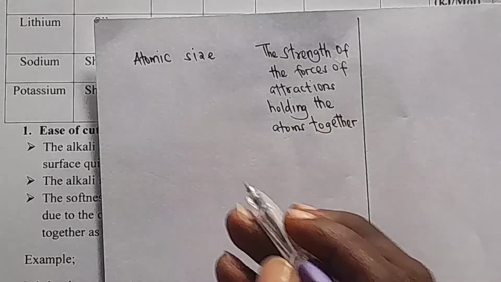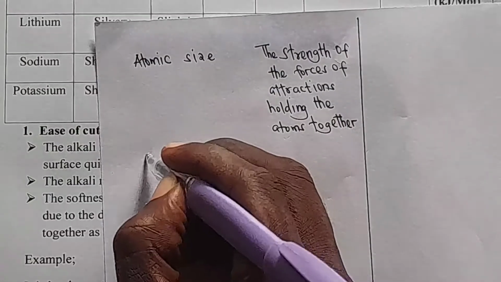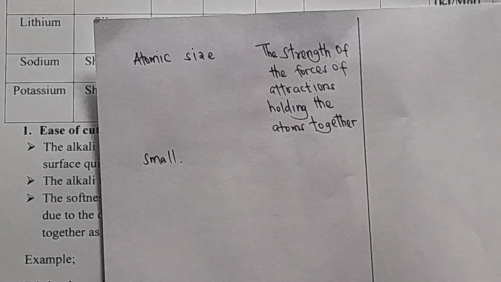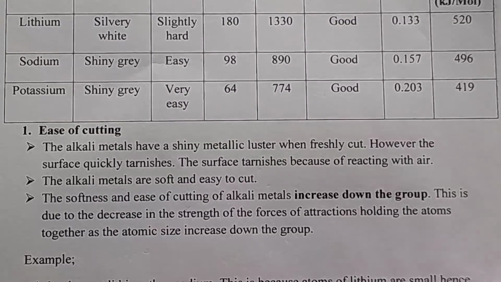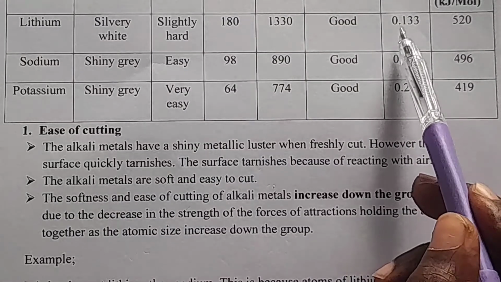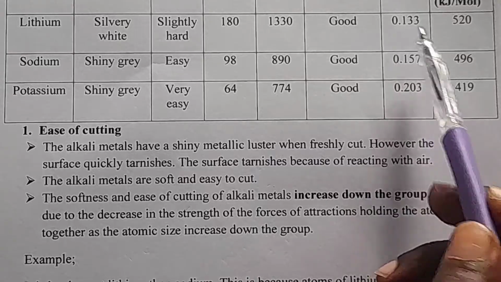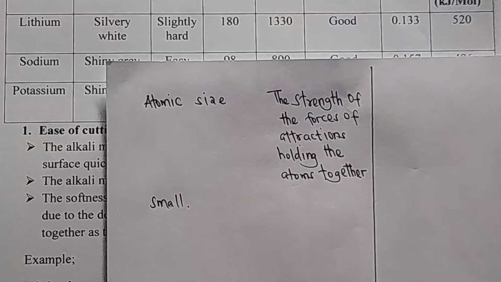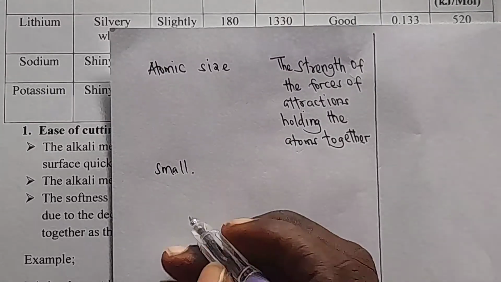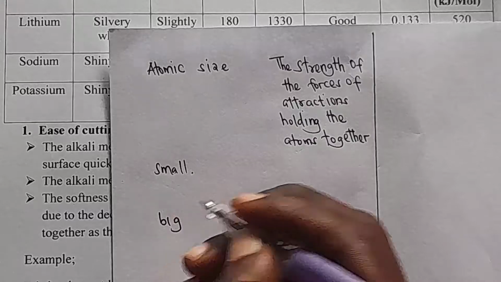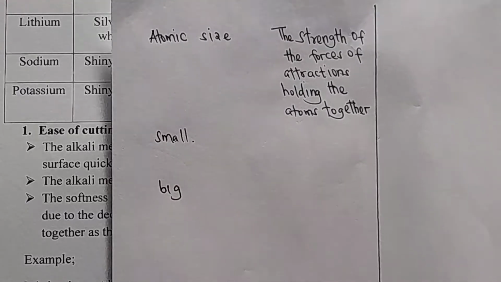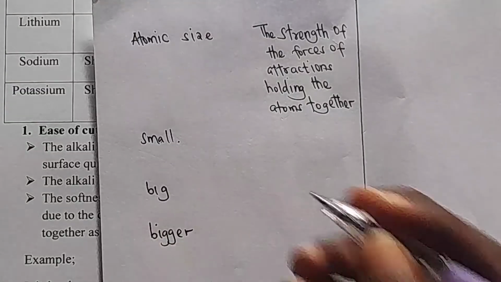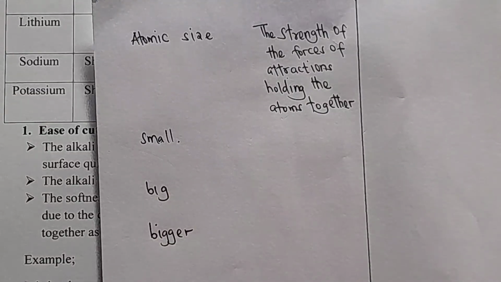The size of the atom, or the atomic size, can be small. For example, we know that lithium has a small atomic radius. You can see it in the table there. The atomic radius is 0.133. So, its atomic size is small. Next, you can have big atomic size, or you can have large. Then next, to compare, we can have bigger, or if you're using large, this will become larger, like potassium.